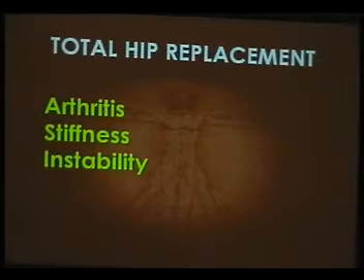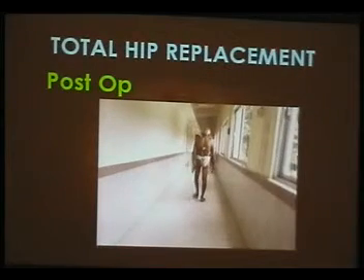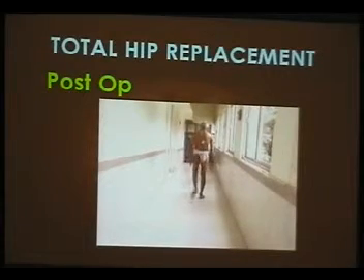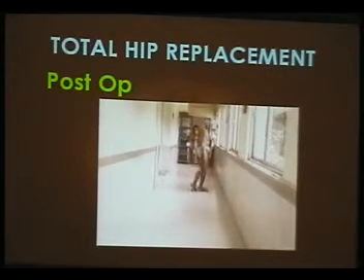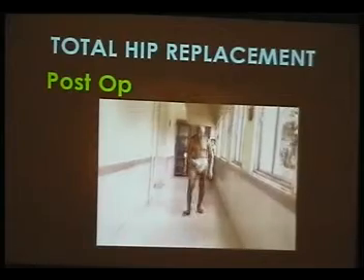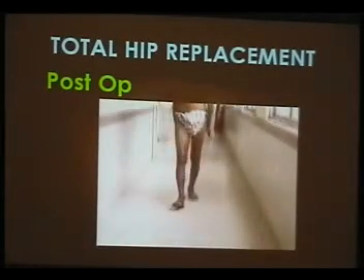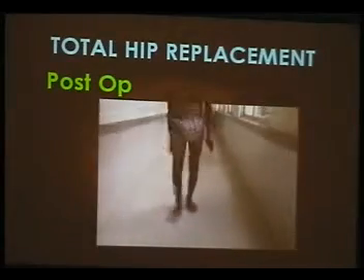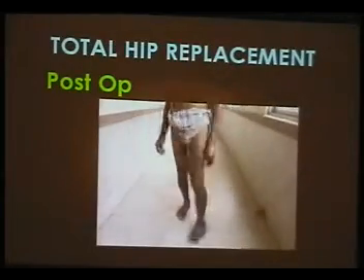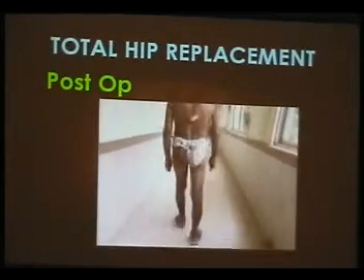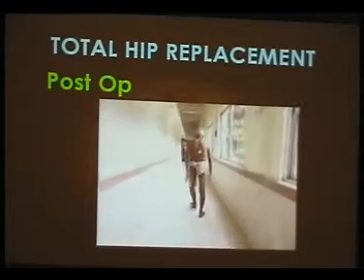One of the surgeries is total hip replacement, which is done in arthritis, stiffness and instability. Look at this patient walking. See, just look at the speed at which he is walking. Forget about all those things. This is a patient after bilateral total hip replacement. And the speed at which he is walking shows how confident he is in himself.